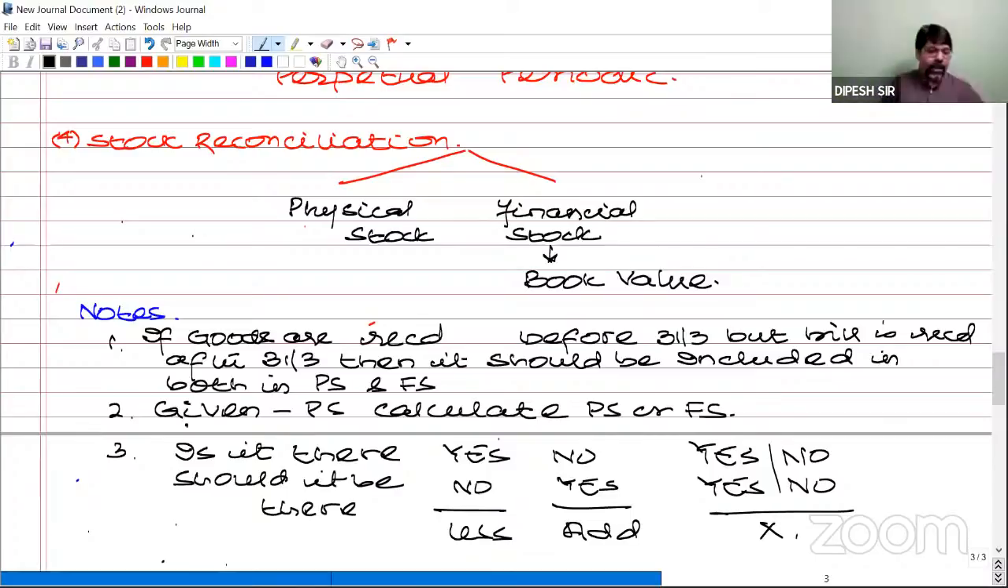Let's do one question, chartered. On the stock taking, LIFO FIFO is very simple. Inventories, page number 6, question number 5.